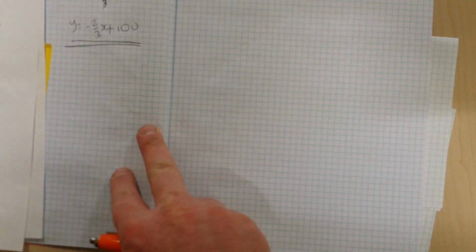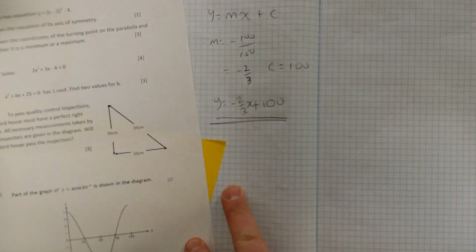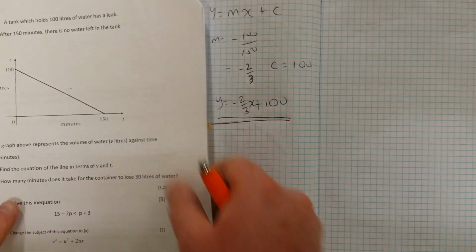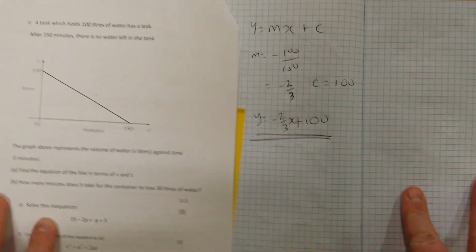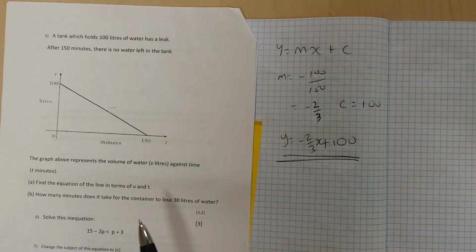Question number 5 is about a tank that's leaking. Okay, so there's the tank. It's a straight line question. Hopefully you noticed that straight away.